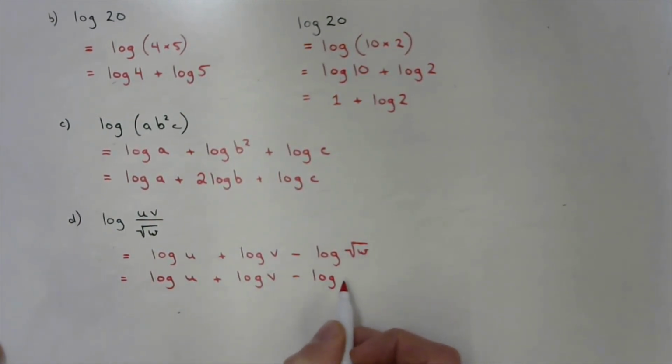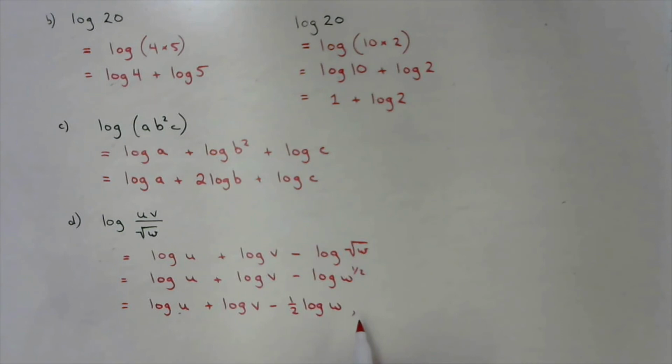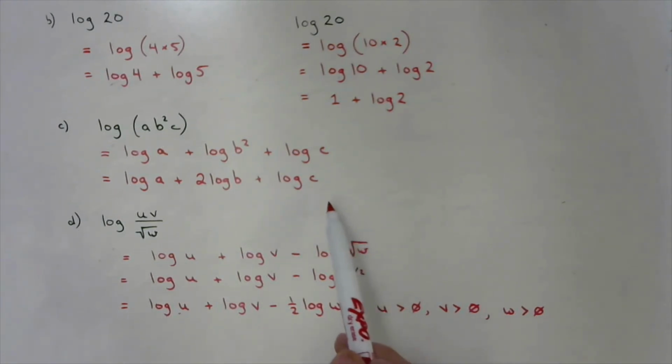I'm going to rewrite my square root of w as w to the power of 1/2, because now I can see that I can apply my power law of logarithms to get the log of u plus the log of v minus 1/2 the log of w. Oh, in restrictions, we didn't do our restrictions on our last one, but u must be greater than 0, v greater than 0, w greater than 0. In the one above that, a, b, and c all have to be greater than 0.